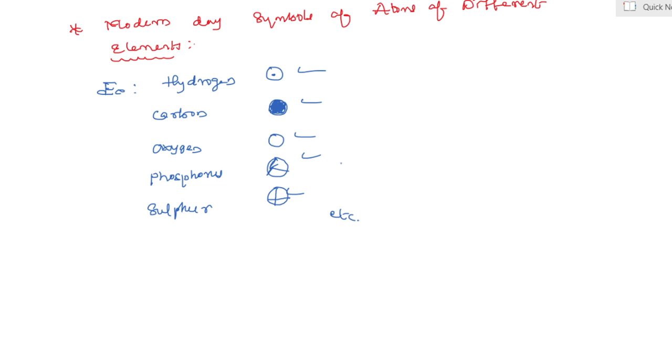But modern day symbols for elements were introduced by J.J. Berzelius. These are defined as a shorthand representation of the name of an element. In the beginning, the names of elements were derived from the name of the place where they were found for the first time. But nowadays, it is the IUPAC that approves the names and symbols of the elements.